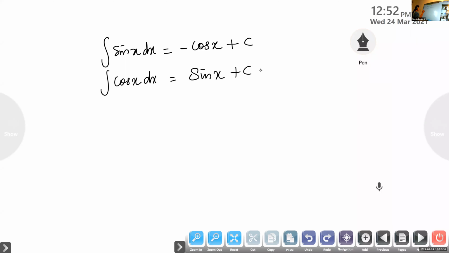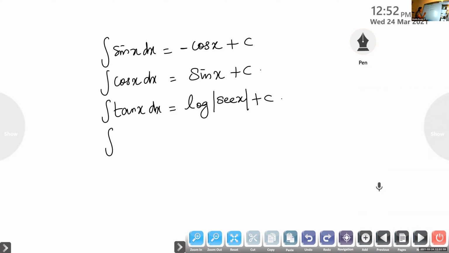Okay, so I think the next formula we have not written there. Write it, include it. What is the integral of tan x? What's the formula we have learned? The integral of tan x is log sec x plus c.